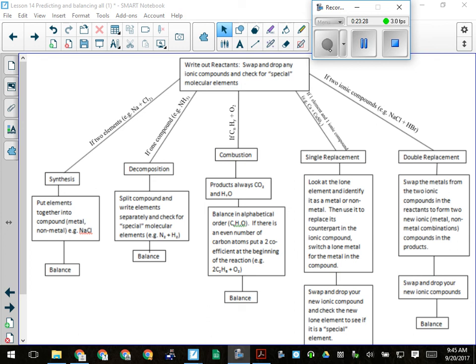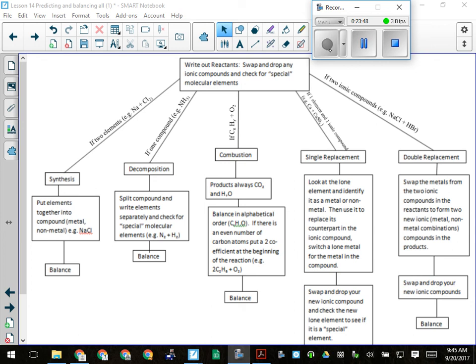Okay, so the first step in predicting the products of a compound is to write out the reactants. Swap and drop any ionic compounds and look for special elements that need numbers beside them, because you'll be given a prediction question in words. It would be like the example I did with the copper wire and the silver nitrate. If there are 2 elements, then you follow this.